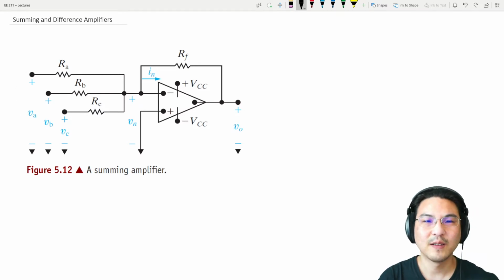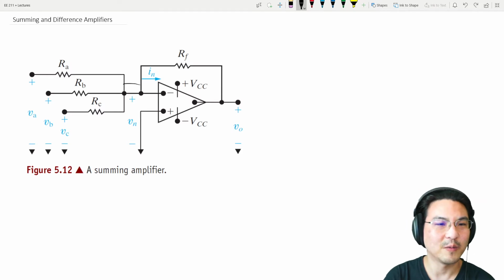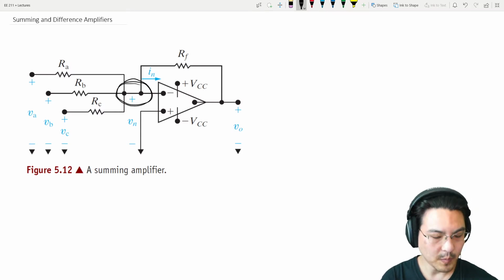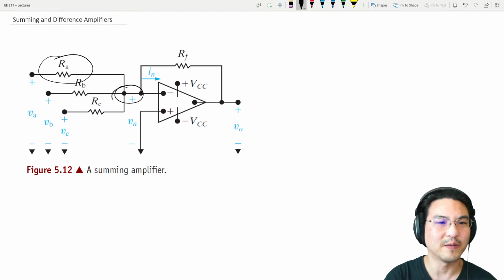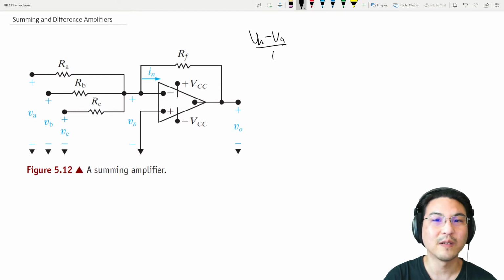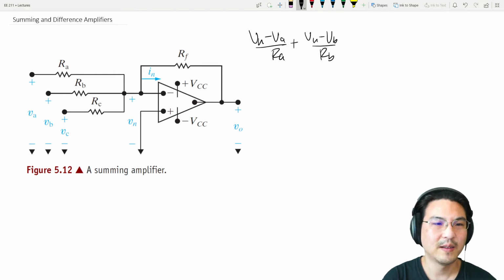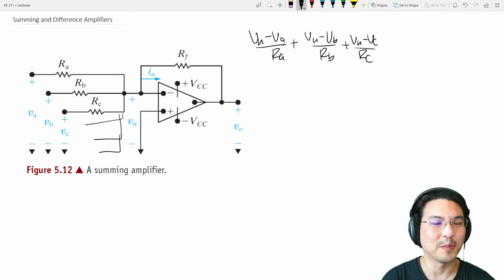Okay, so let's use the node voltage method. We have an essential node right here, so let's use KCL at that node. If I have the current going out, say here first, the voltage here is Vn, over here is Va, so Vn minus Va over Ra. Now the current here, Vn minus Vb over Rb. Now the current here, Vn minus Vc over Rc. And note how we could just keep adding however many inputs we want.